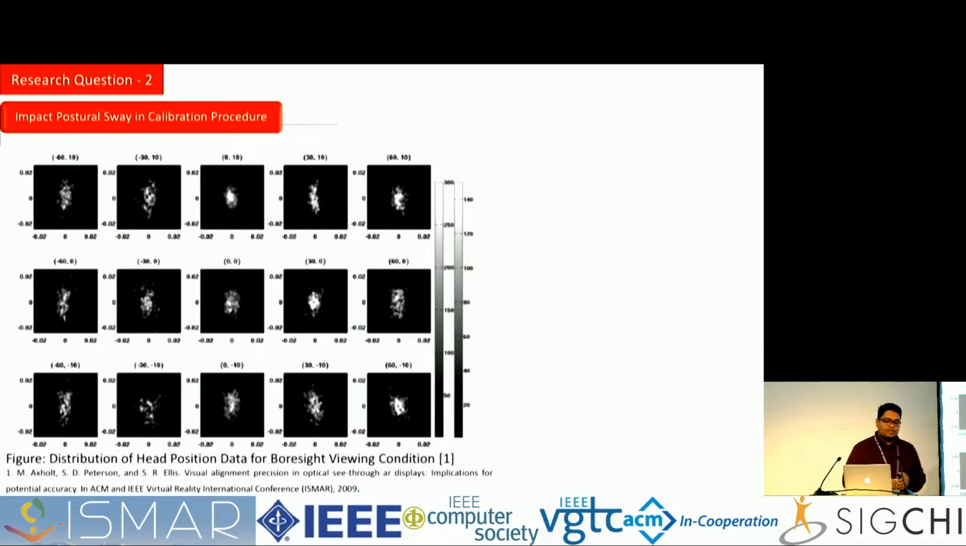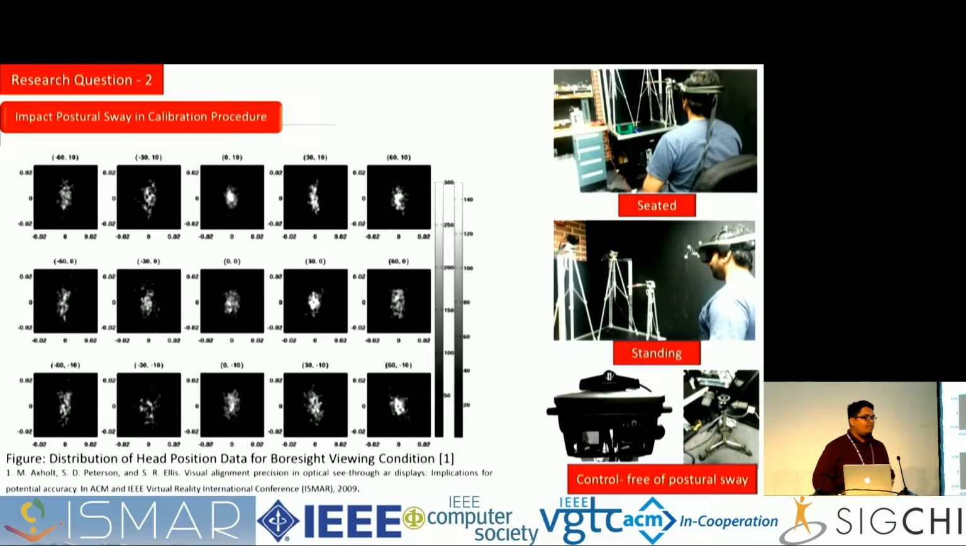The second research question is, what is the impact of postural sway in the calibration procedure? This is also another picture from Axholt's dissertation. He also played with postural sway in the calibration procedure. He did an experiment where the user is standing with eyes open, eyes closed, and with both-side strategies. So this is actually the distribution of head position when the user tried to keep their head and body still while performing the calibration. But eventually, every human has involuntary sway, and it is not possible for a user to keep their head and body still all the time while performing the calibration.